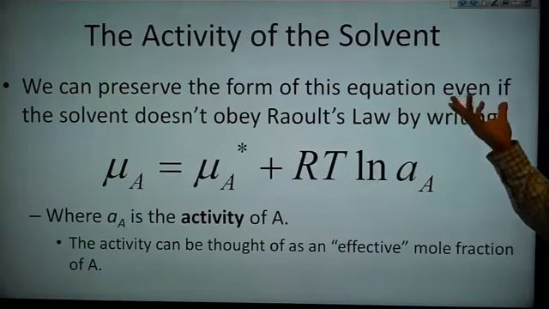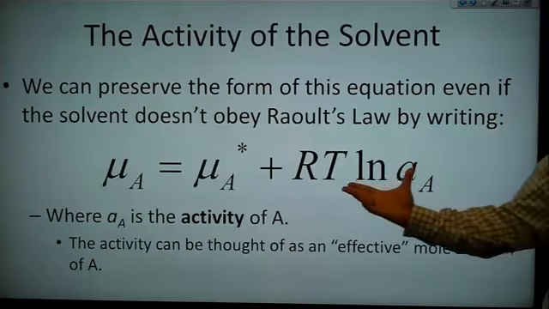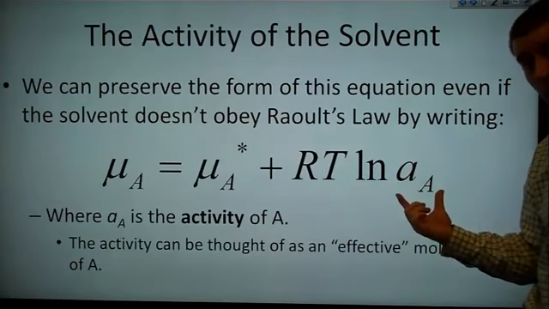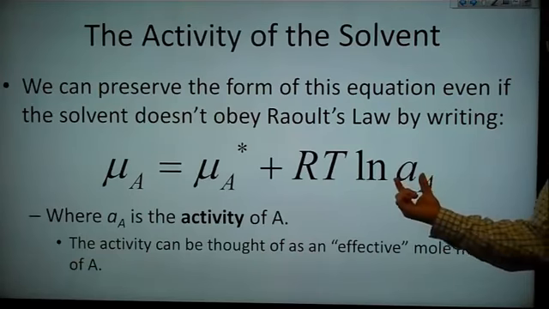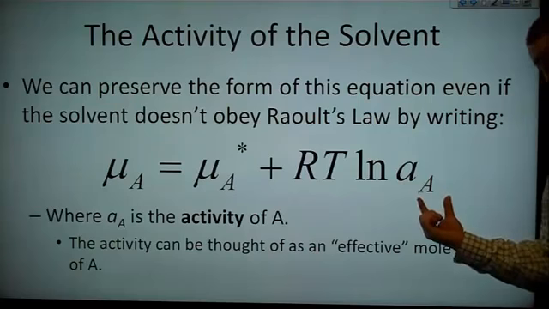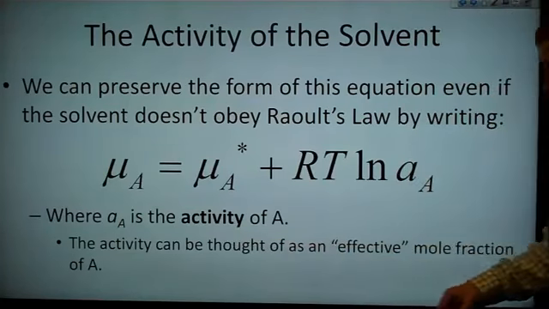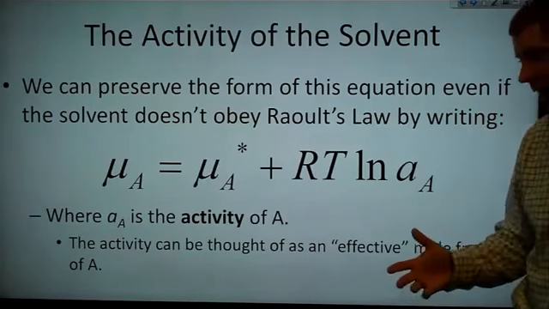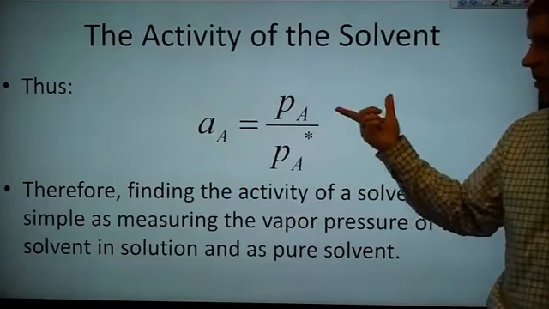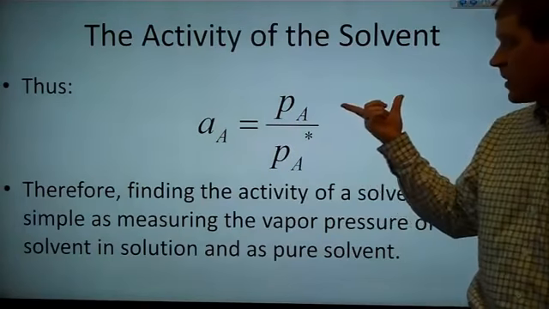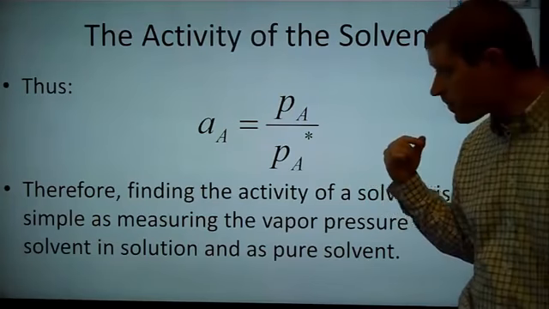And we can preserve the form of this equation even if our solvent isn't obeying Raoult's law by just replacing chi, the mole fraction of A, with a_A, the activity of A, right? So activity is the lowercase a, and then the subscript A is denoting which species we have. So our activity, again, can be thought of as an effective mole fraction of A. And this means that our effective mole fraction, our activity of A, is equal to the vapor pressure of A in the solution divided by the vapor pressure of A if it's pure.